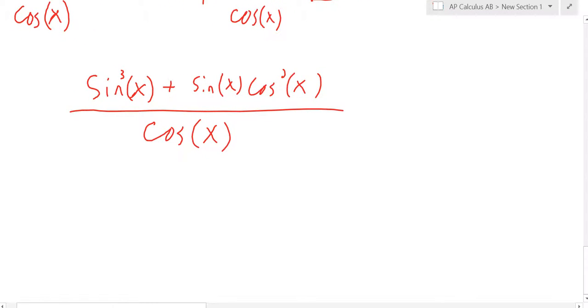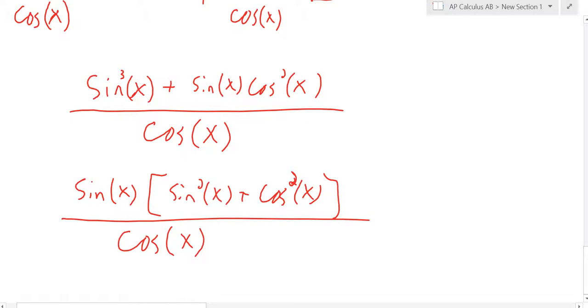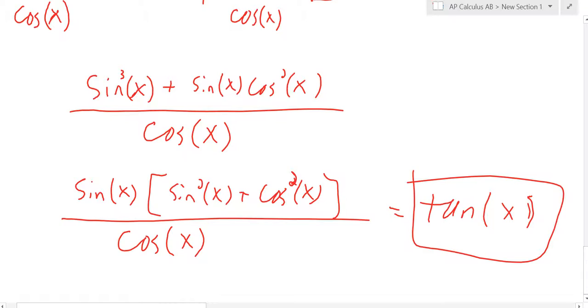If we take sine out of the top, you're going to be left with sine squared plus cosine squared over cosine. But sine squared plus cosine squared is 1 again, so we just get sine over cosine, which is tangent. The same answer. It doesn't matter how you do it, you're always going to get the same answer. Okay?